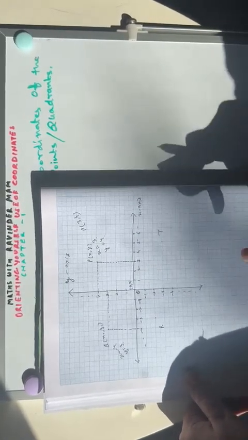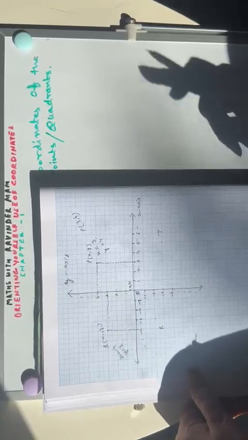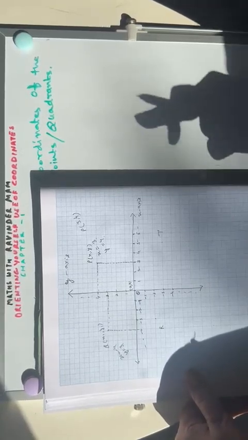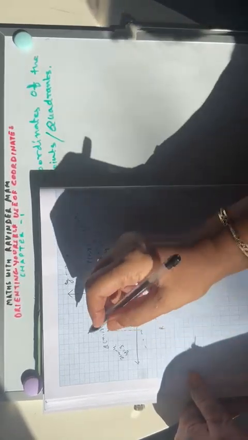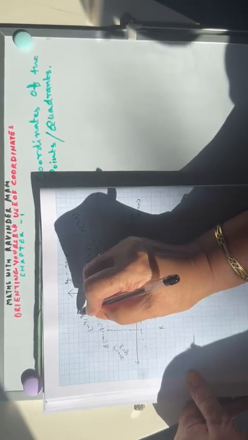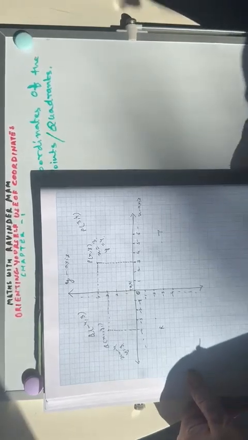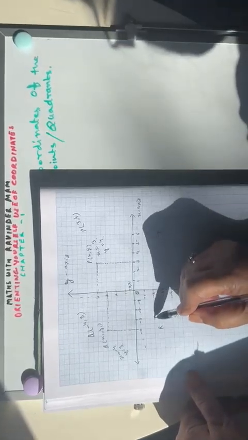If anybody says this is 3, minus 4, that is wrong. Always write the x coordinate first, and the y coordinate after that. So be careful about this. This is the usual mistake students make. So Q is minus 4, 3. Similarly, you can find the coordinates of R.